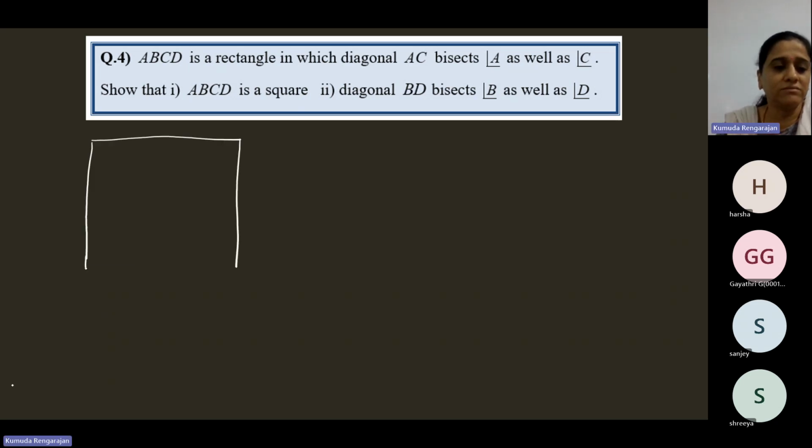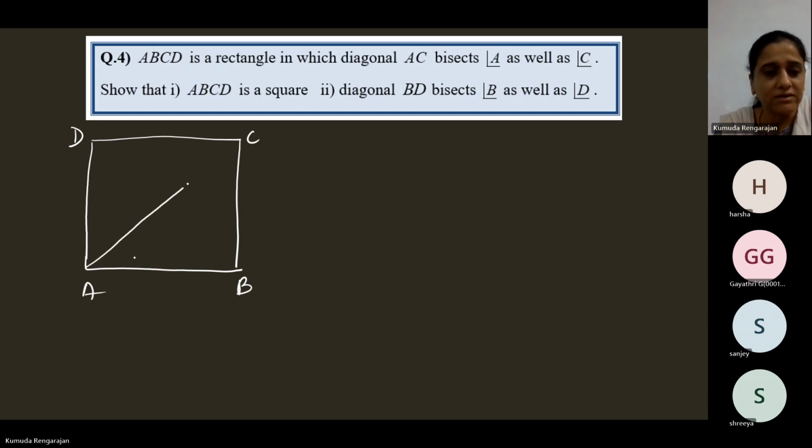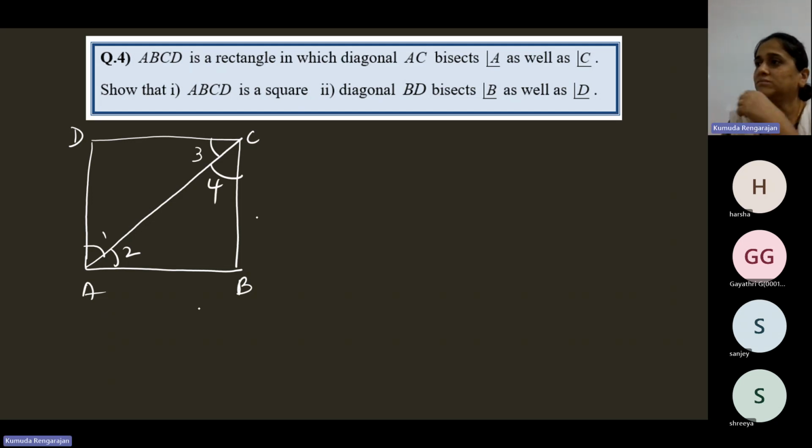ABCD is a rectangle, but I draw it like a square because we have to prove that it's a square. ABCD is a rectangle in which diagonal AC bisects angle A, so angle 1 is equal to angle 2, as well as angle C, so angle 3 is equal to angle 4. Are you listening, Rahul? Okay, ABCD is a rectangle, and diagonal AC bisects angle A and angle C. So angle 1 is equal to angle 2, angle 3 is equal to angle 4. Show that ABCD is a square.